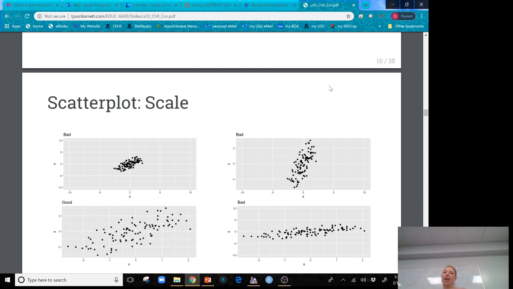Here are four scatter plots. Okay, I want you to compare them. I want you to pick the one that has the highest correlation. Which one is going to have r be closer to perfect 1.0? The third one. This one?